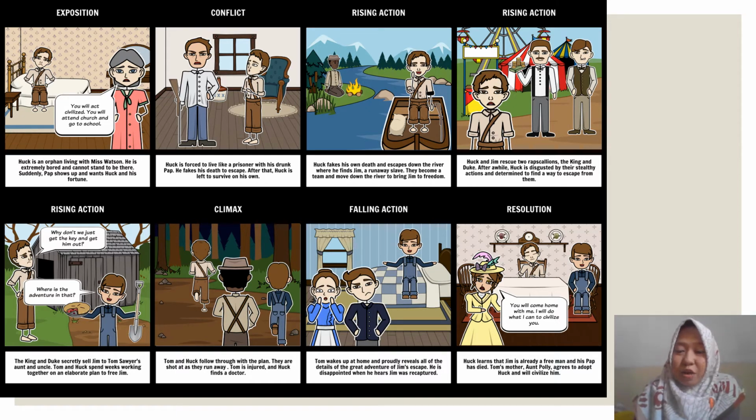Okay, because this novel is the famous novel of this era and it has already been adapted into a movie, I think that you are familiar with the story of Huckleberry Finn here. Let me start by giving you just a short summary. Huckleberry Finn is living with Mrs. Watson, and he is adopted by Mrs. Watson.